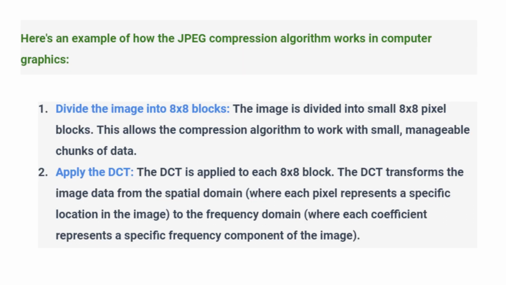Here is an example of how the JPG compression algorithm works in computer graphics. Divide the image into 8x8 blocks. The image is divided into small 8x8 pixel blocks. This allows the compression algorithm to work with small, manageable chunks of data. Apply the DCT. The DCT is applied to each 8x8 block. The DCT transforms the image data from the spatial domain, where each pixel represents a specific location in the image, to the frequency domain, where each coefficient represents a specific frequency component of the image.